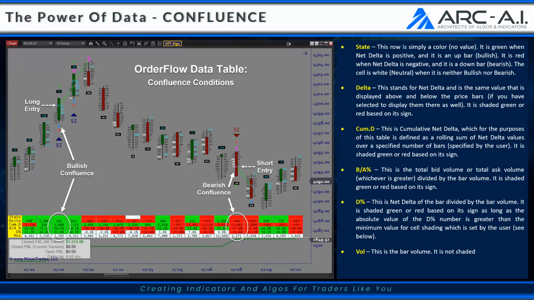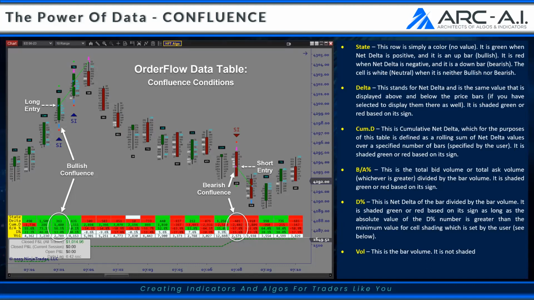Give me 1 second here, guys. Bear with me 1 second here, traders. Sorry about that, guys. All right, so back to it.